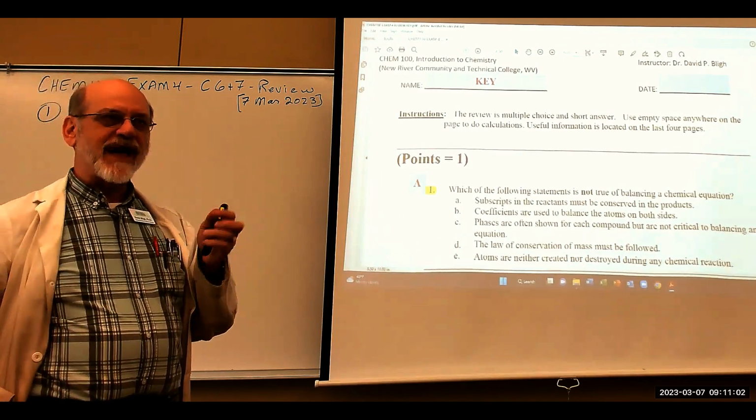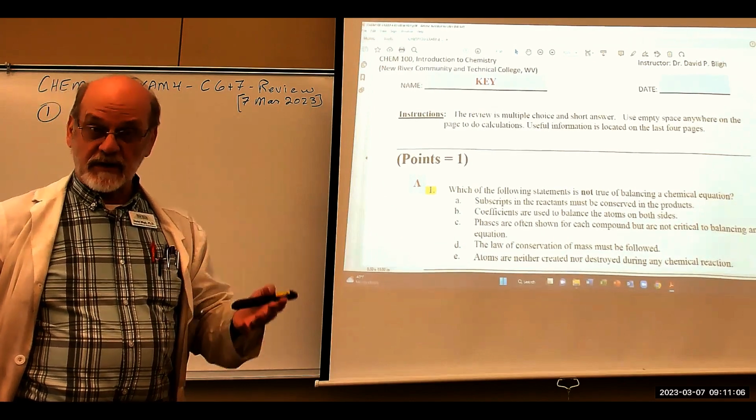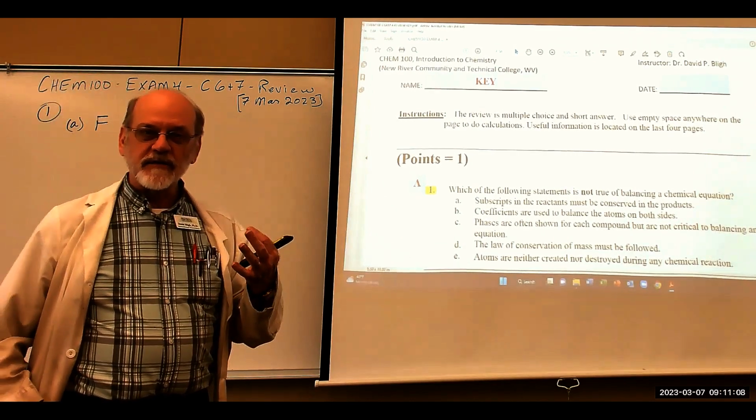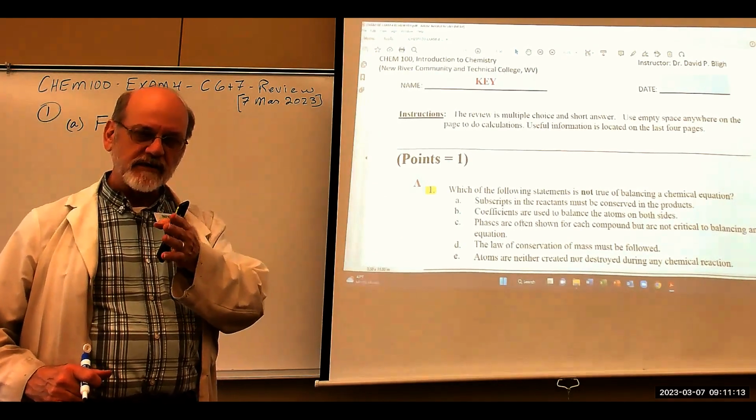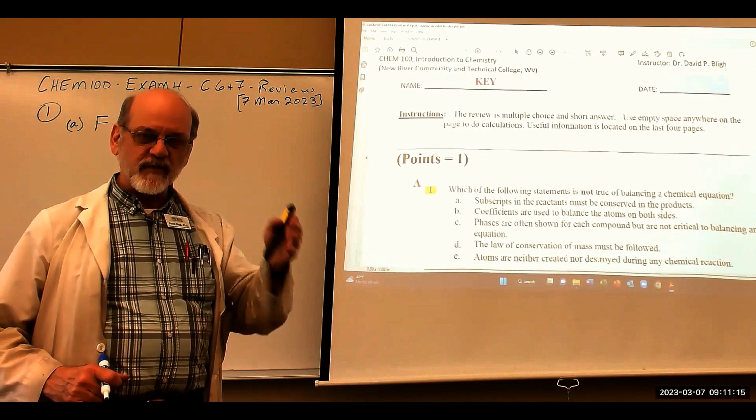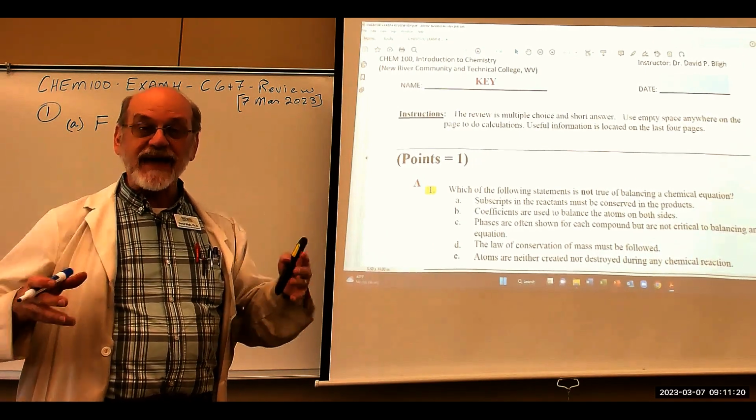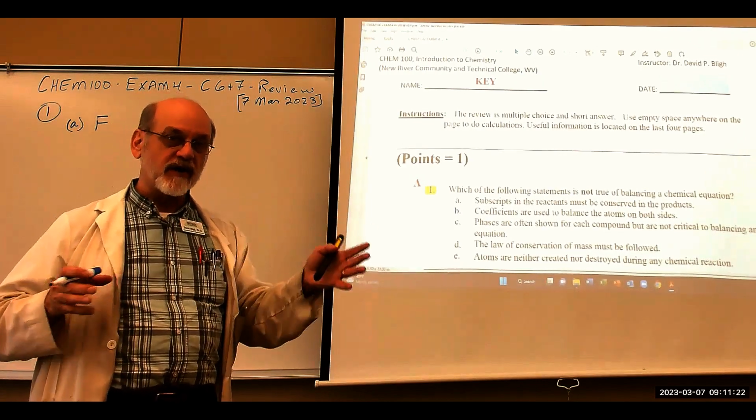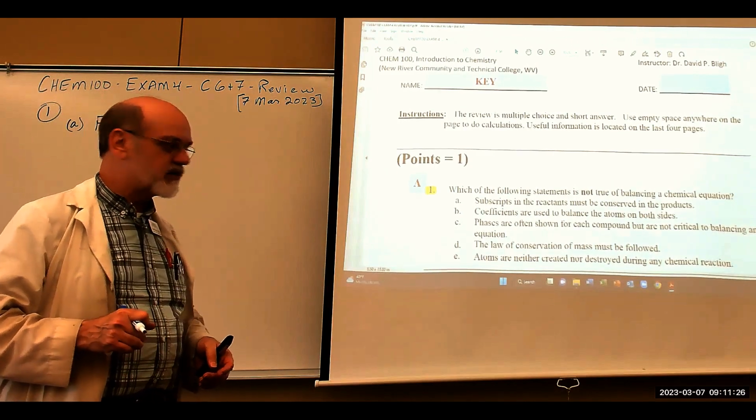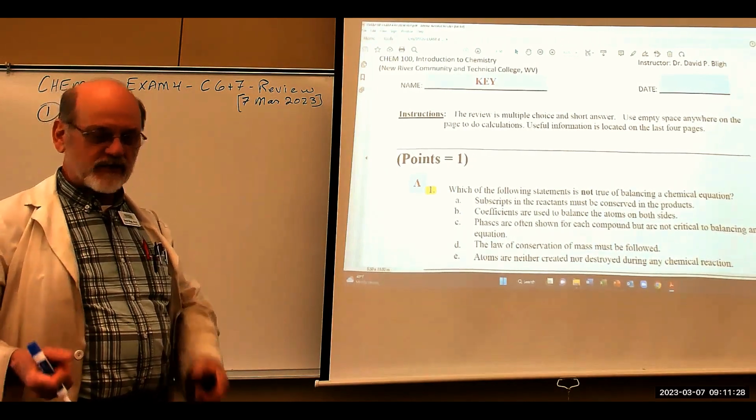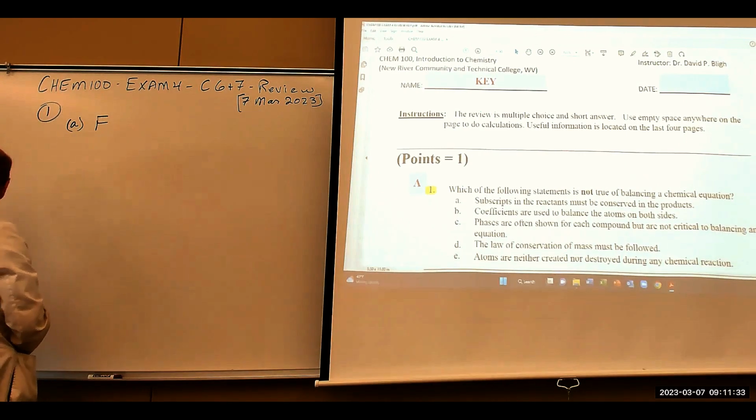The conservation of mass is an outcome of the balancing process. When you have the same number of atoms on the reactant side and the product side for each of the elements, you will automatically have the same total mass of reactants and products. Atoms are neither created nor destroyed during any chemical reaction. That's true. So B through E is true, A is false.